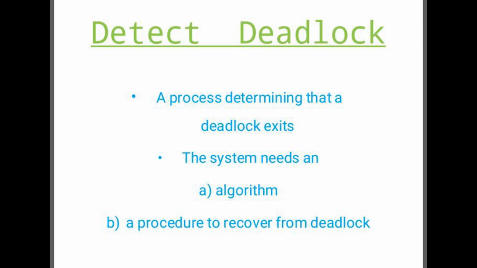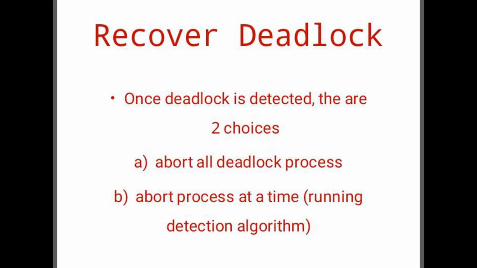Second is resource preemption. Resources allocated to various processes may be preempted and allocated to other processes until the deadlock is broken. Deadlock recovery. Once a deadlock is detected, there are two choices: abort all deadlocked processes. Second, abort one process at a time until the cycle is eliminated, which requires rerunning the detection algorithm after each abort.